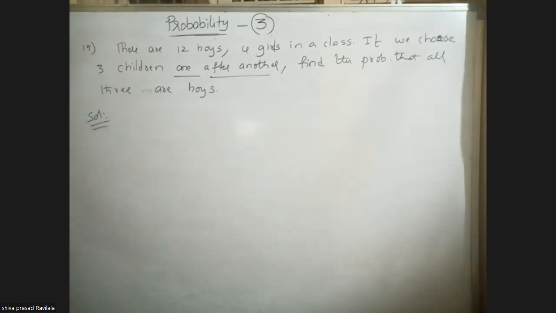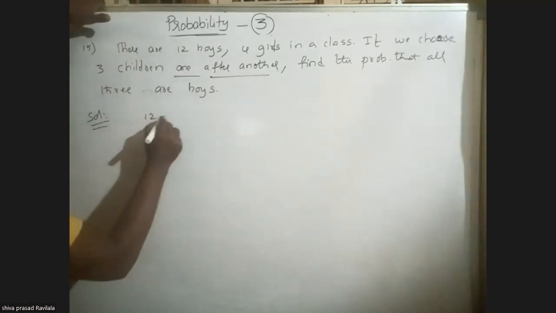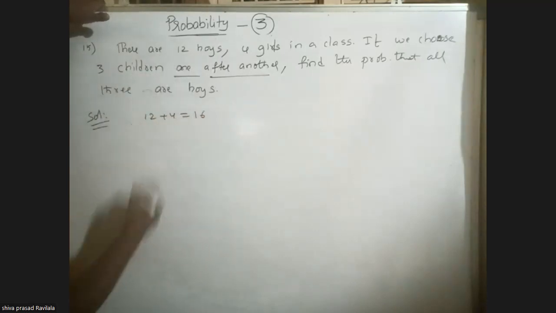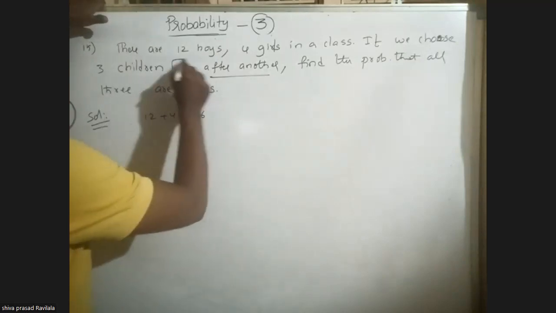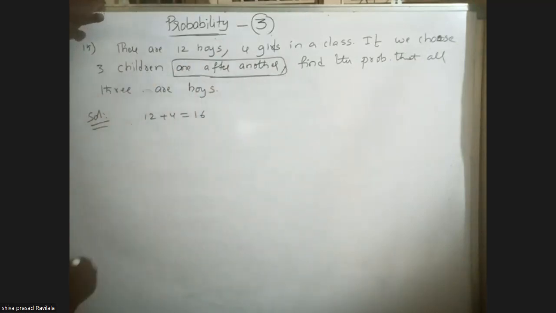That is probability of A intersection B intersection C. First boy A, second boy B, third boy C. You can say like that. Formula is lengthy. Simple condition. Total how many? 12 plus 4 is equal to 16. One after the other condition is there. That all 3 be boys.